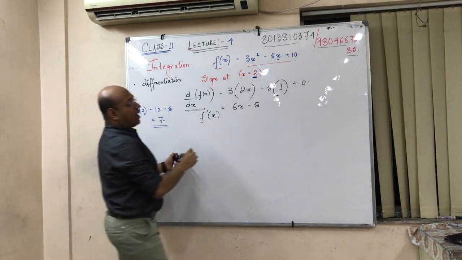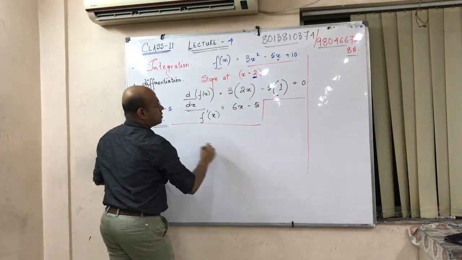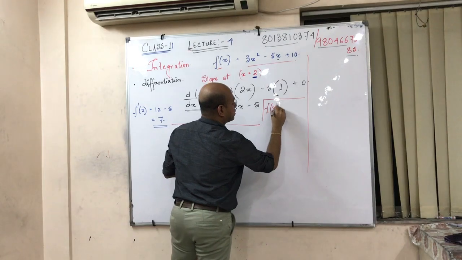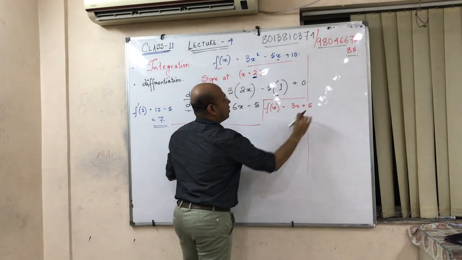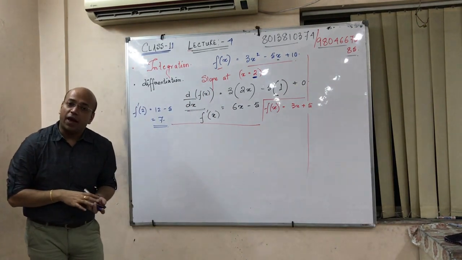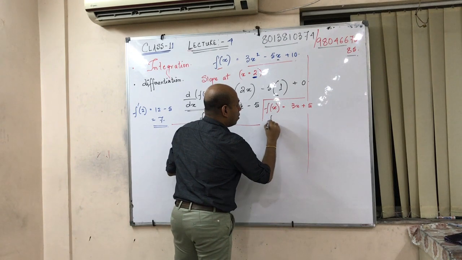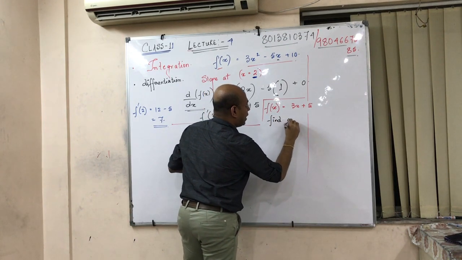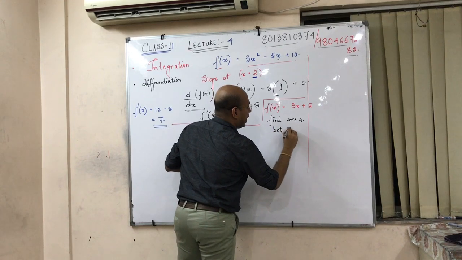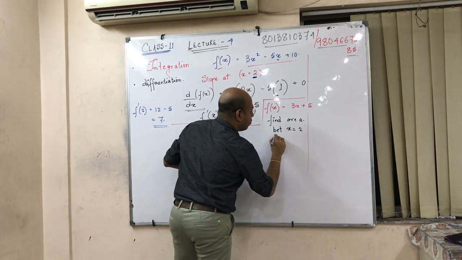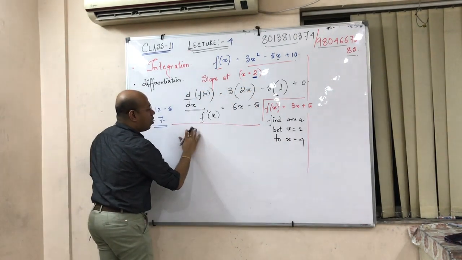Now if I say another function, say the function is 3x plus 5, we need to find the area between x equals 2 to x equals 4, on the x axis.